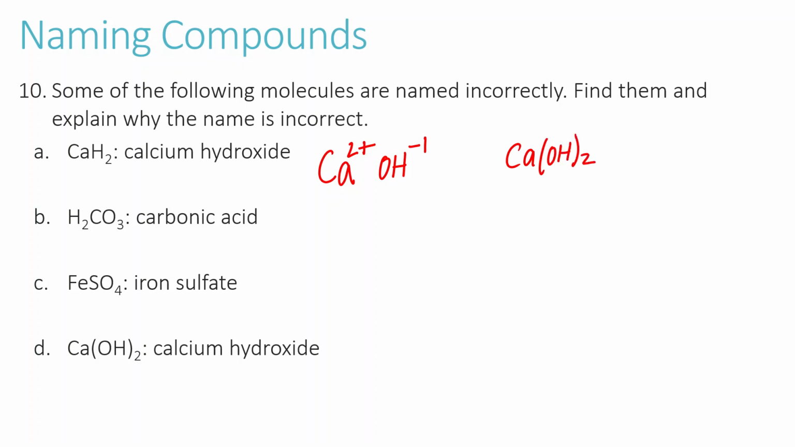Because I have calcium hydroxide, a metal and a polyatomic ion, I know this is ionic, so I need my charges to balance out to neutral.